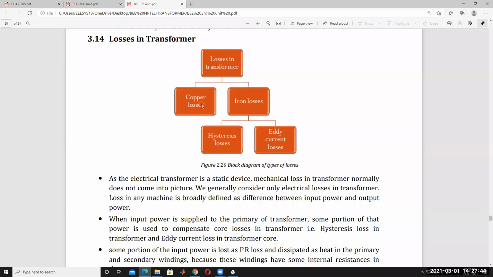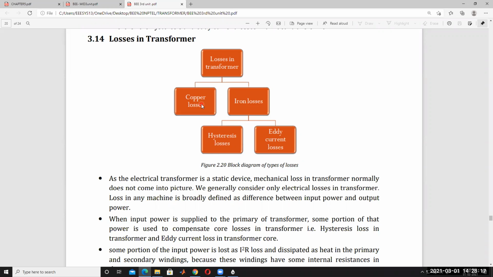Copper loss, I square R loss, depends on the current. For example, if the load current increases, then I L square into R increases, where the current flowing in the winding is I L. That means the copper loss depends on load. As the load increases, the winding current increases, while the winding resistance is constant.